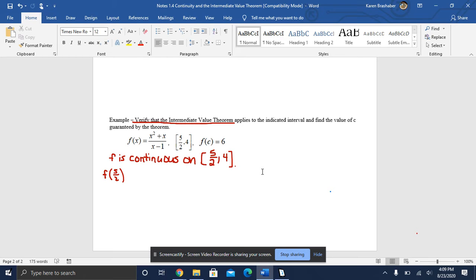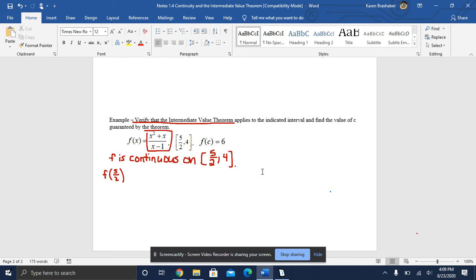I went ahead and wrote out the first condition, and that is that f is continuous on the interval from 5/2 to 4. Now, this is a rational function, so that's not always a given that you would have continuity. But this one is going to be discontinuous whenever there's a 0 in the denominator, and that would happen when x equals 1, and x does not equal 1 in that interval from 5/2 to 4. And so we do have continuity on this interval.